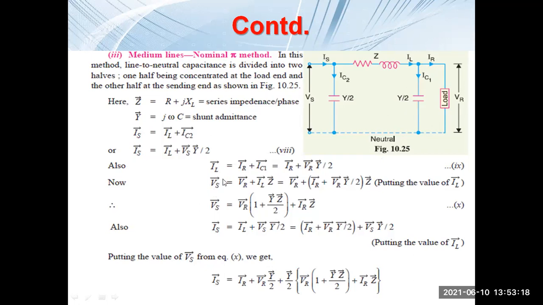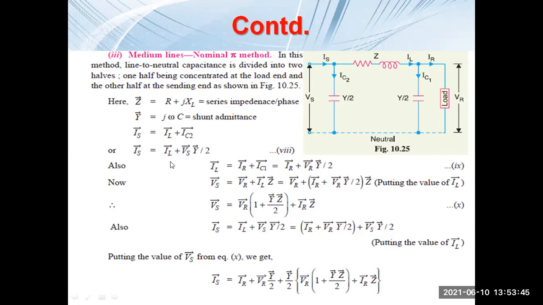Now VS equal to VR. This is VR, so voltage across this is VR plus this drop will be equal to VS. So VS equal to VR plus IL into Z. Now IL is what? IL we have calculated: IR plus VR into Y by 2. So now we'll do some simplification. VR is this one plus IR into Z.